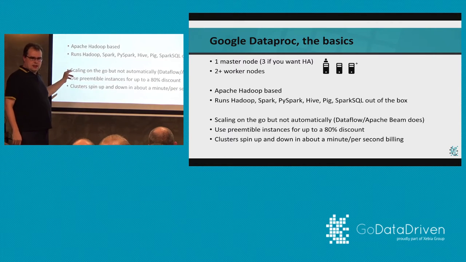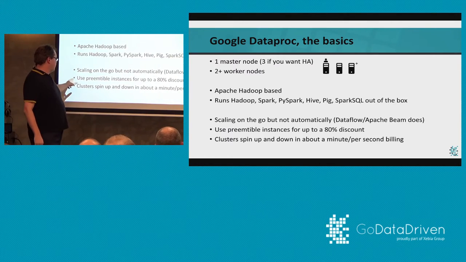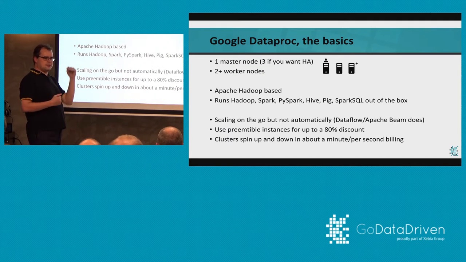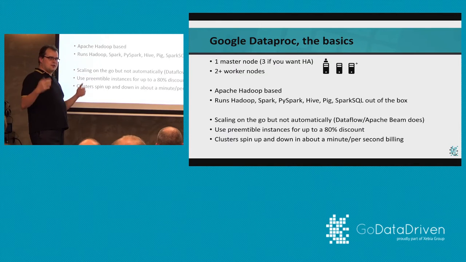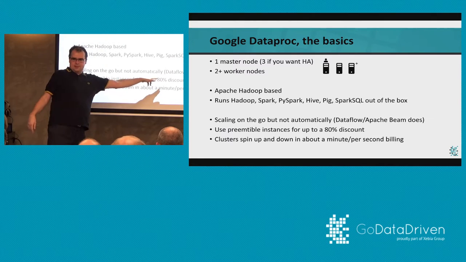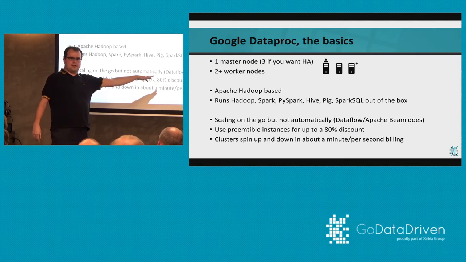Like the other cloud providers, like AWS has spot instances, but they give you up to an 80% discount depending on the time of day, stand of the moon, whatever. Google just gives you a straight up 80% discount if you want machines that live up to 24 hours.